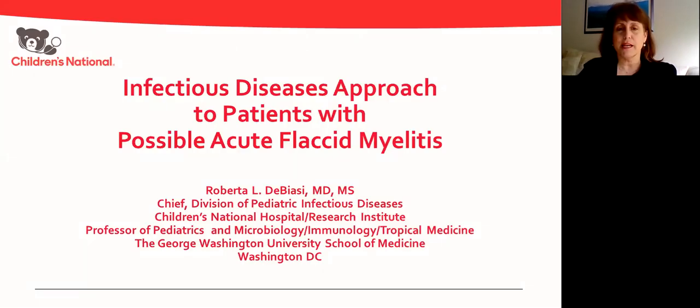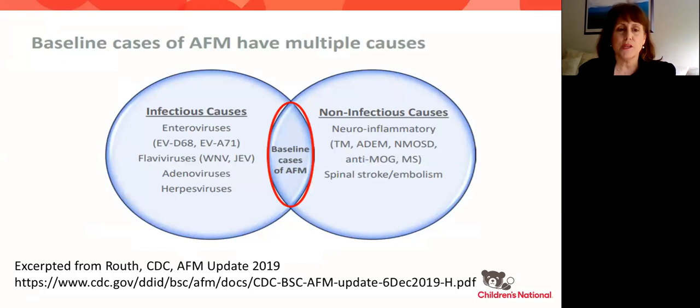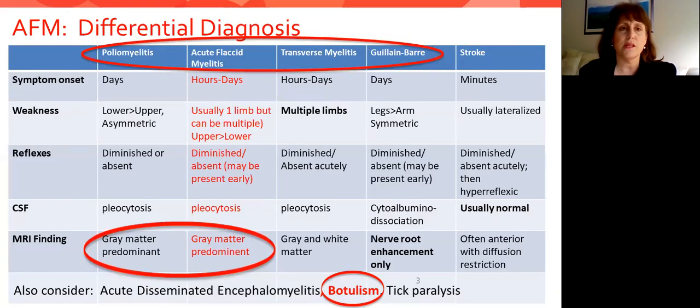As Janet Roth has mentioned, and I've borrowed the slide from her, there's a large overlap of both infectious etiologies and non-infectious etiologies of illnesses that affect the spinal cord. And many patients can present initially without a clear picture, which makes us need to consider both of these other causes other than classic acute flaccid myelitis.